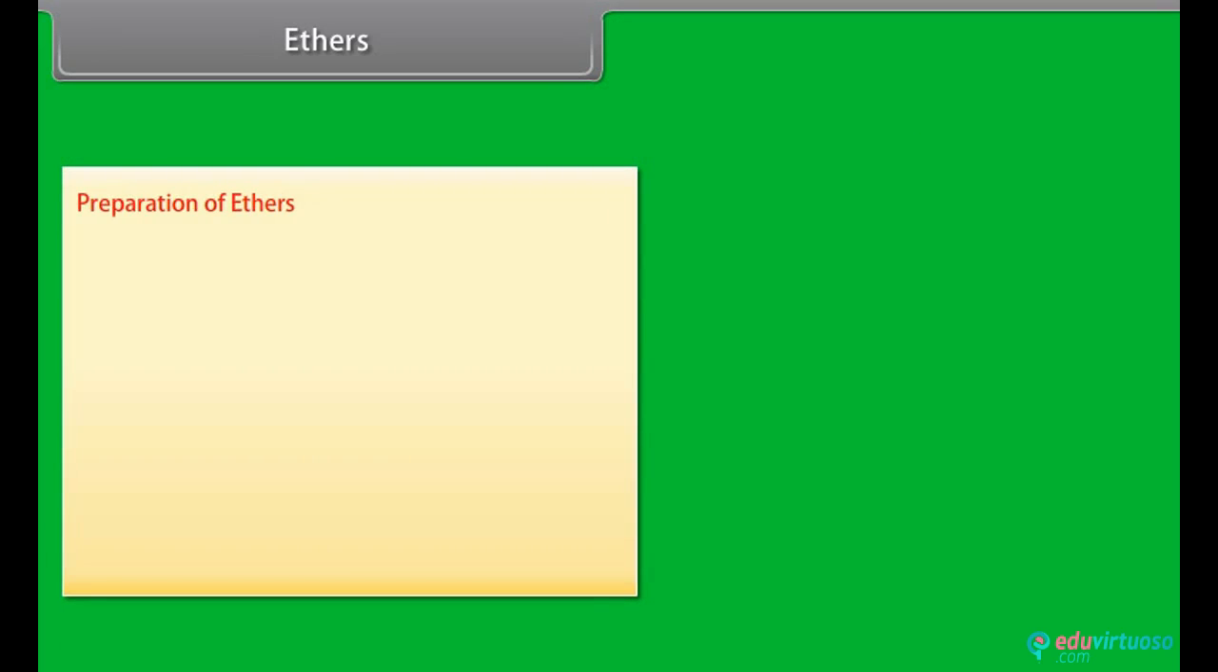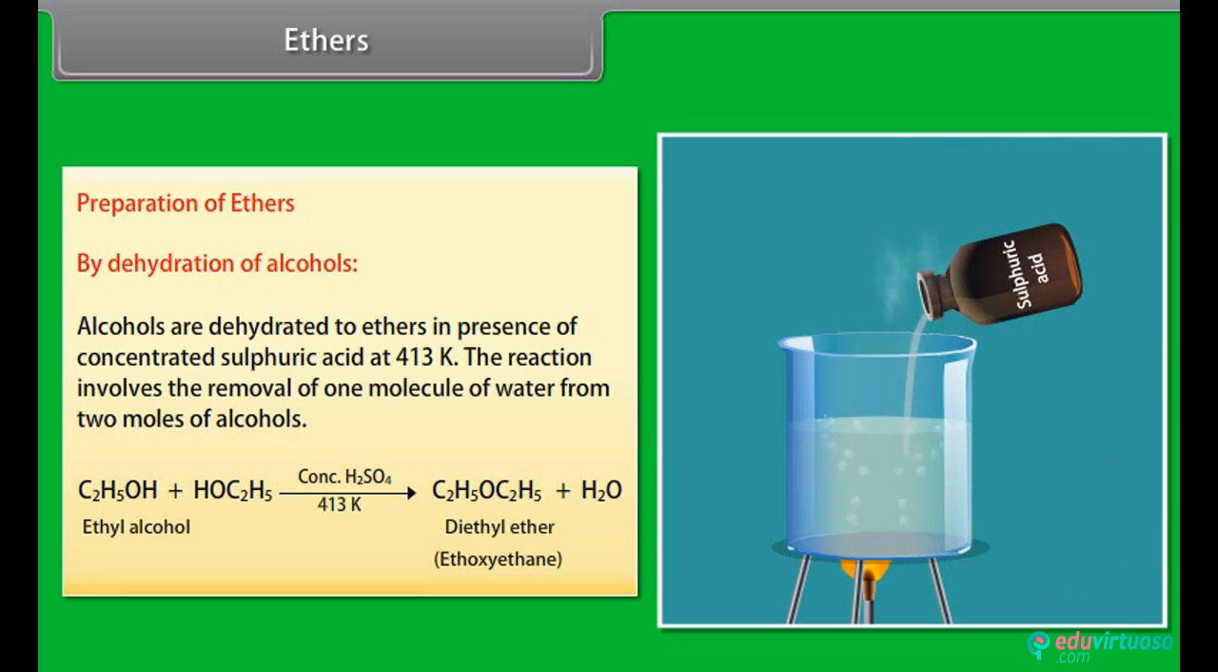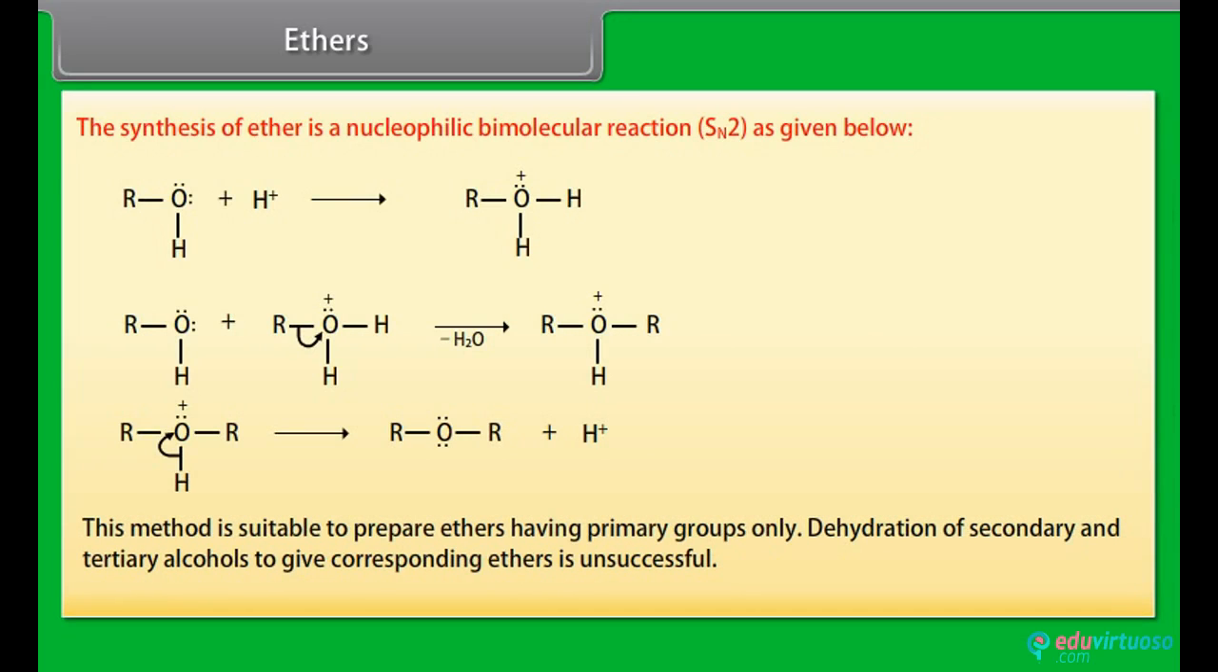Ethers. Preparation of ethers. By dehydration of alcohols. Alcohols are dehydrated to ethers in the presence of concentrated sulfuric acid at 413 Kelvin. The reaction involves the removal of 1 molecule of water from 2 moles of alcohol. The synthesis of ether is a nucleophilic bimolecular reaction as given below. This method is suitable to prepare ethers having primary groups only. Dehydration of secondary and tertiary alcohols to give the corresponding ethers is unsuccessful.